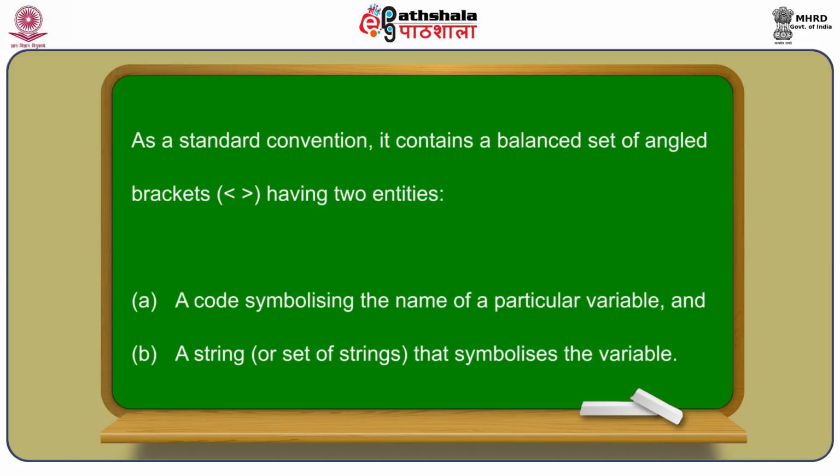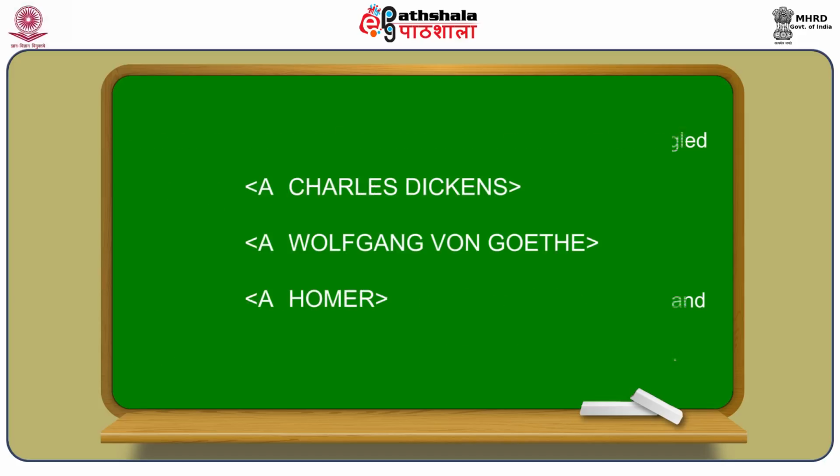Two rules were followed at the time. A code symbolizing the name of a particular variable was used, and a string or set of strings symbolized that variable. So they used a code that symbolizes the name of a particular variable and a string that symbolizes the variable. Here I can give you an example: the code A could be used to refer to a variable, say A stands for author.